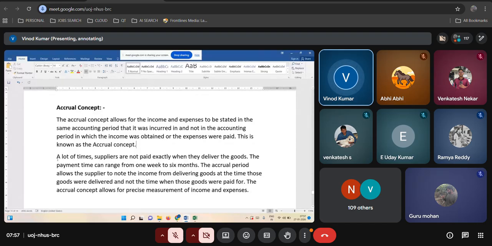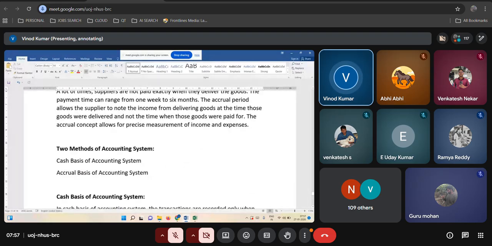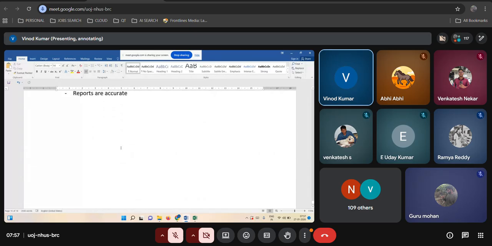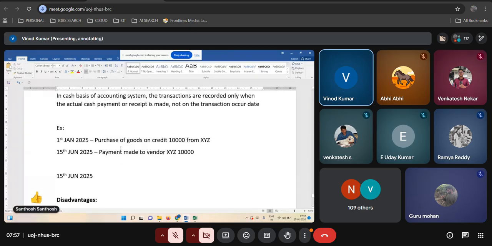A lot of times suppliers are not paid exactly at the delivery of the goods. The payment time can range from 1 week to 6 months. The accrual method allows suppliers to note the income at the time the goods were delivered, not the time when they were paid. So that is called the accrual concept of accounting, guys. Yes, understand, guys? It's clear?